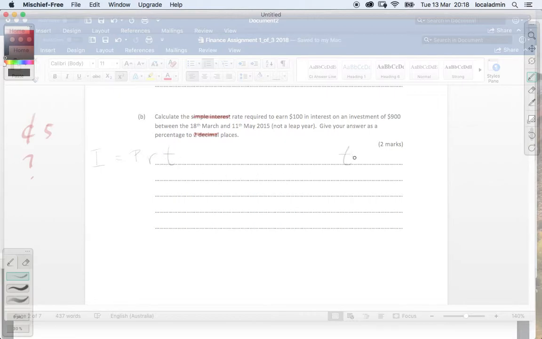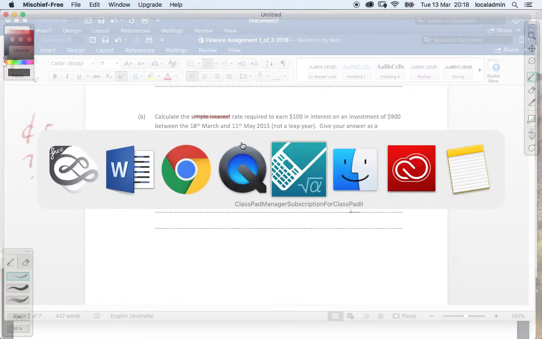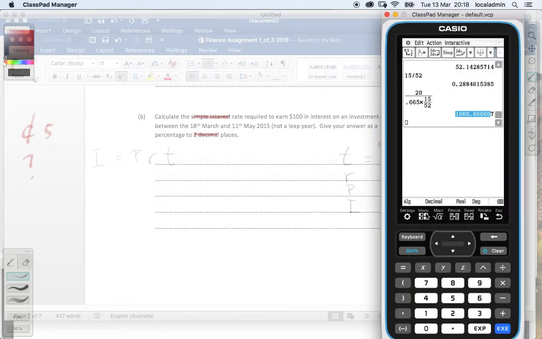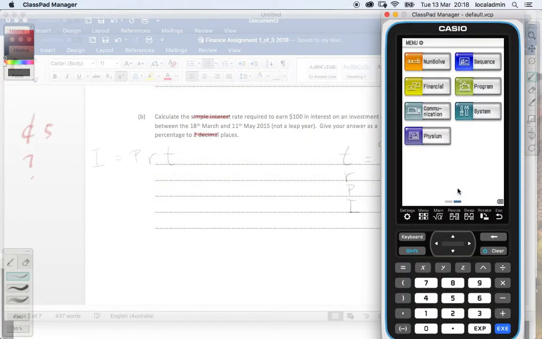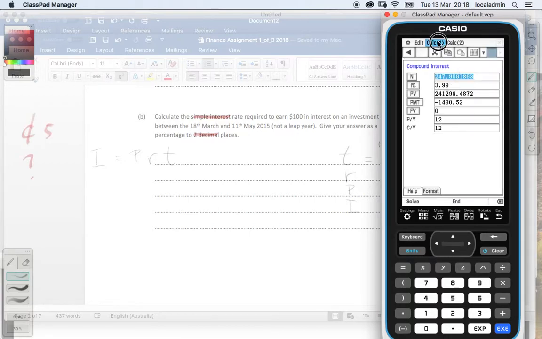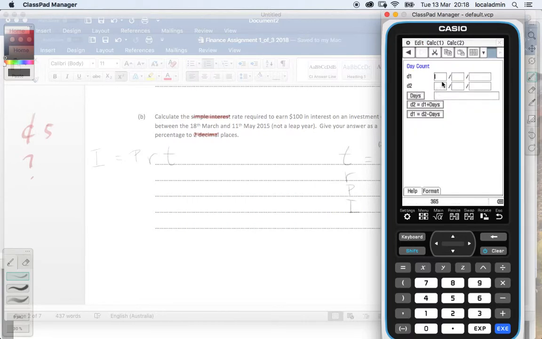Now let's find our T, let's find our R, let's find our P, and in our case we even do know our interest rate. Okay, so time in our example we need to use our calculator because that's a little bit hard to do, isn't it? So there's from the 18th of March to the 11th of May. So let's use our calculator for that. So we go to menu, and on the second page in my case there's the financial. We go to calc and we go to day count.